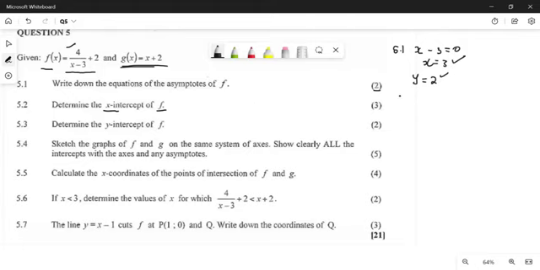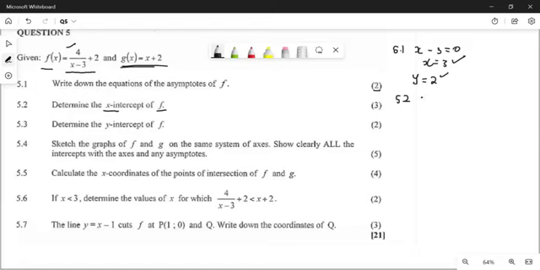We must calculate. 5.2. Okay, let's do that. y must be 0. So we'll put 0 equals 4 all over x minus 3 plus 2. Okay, then what should I do here? We must transpose the 2 to the other side. I take 2, it becomes minus 2, which is going to be 4 all over x minus 3.